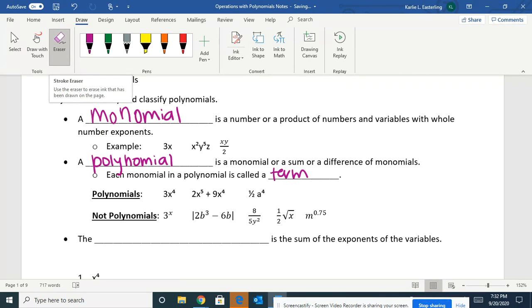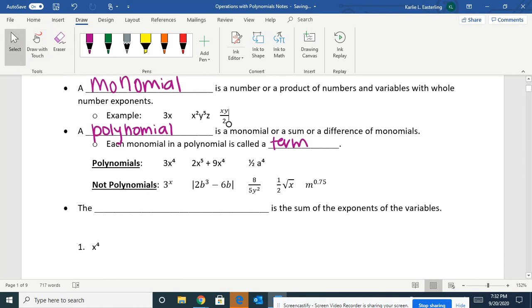And then 1/2 a to the fourth. And then if we were to come down here, so not polynomials. An example of not polynomials is that 3 to the x power, it does not have a whole number exponent. And then with it being in absolute values down here, makes it not a polynomial. The square root here makes it not a polynomial, and the 0.5 power also makes it not a polynomial. And this, what I'm going to talk about last, this 8 divided by 5y squared. So that is not a polynomial either because it is not a sum or a difference. It is a division.